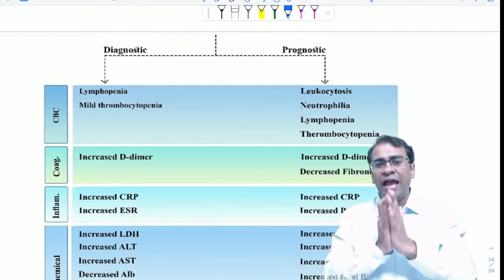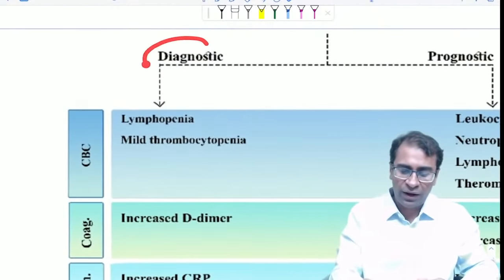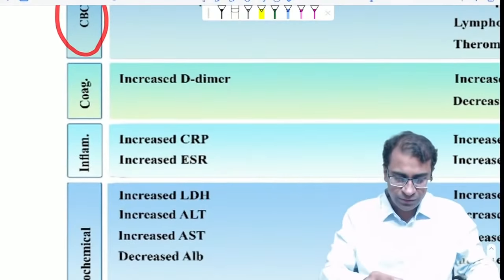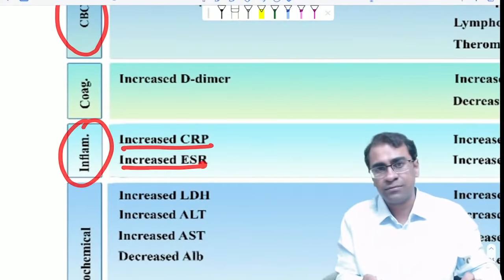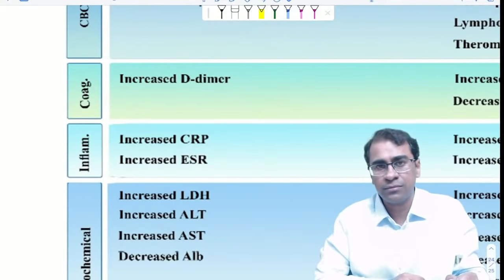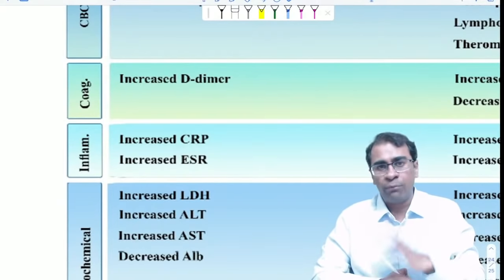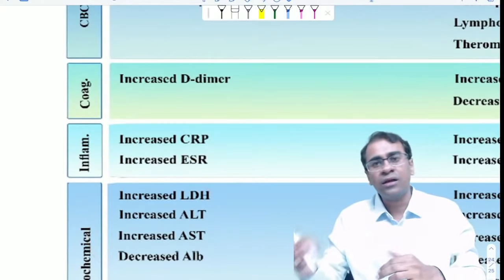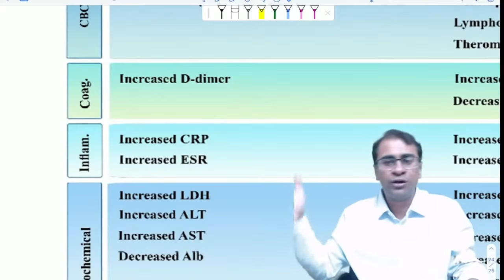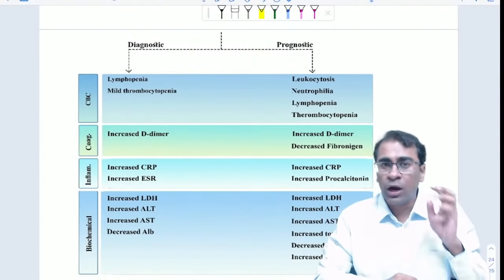Okay. So, in conclusion, what is my conclusion? When you're diagnosing a case of COVID-19 infection, start with CBC. Then for inflammation, do CRP and ESR. If a patient is going towards high requirement of oxygen, do D-dimer. LDH, raised AST, raised ALT, and low albumin will support the other comorbid conditions. That means if a patient has liver dysfunction or kidney dysfunction, it can be looked into by these markers.